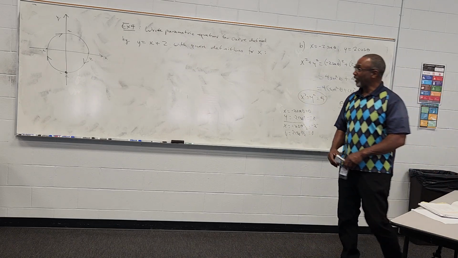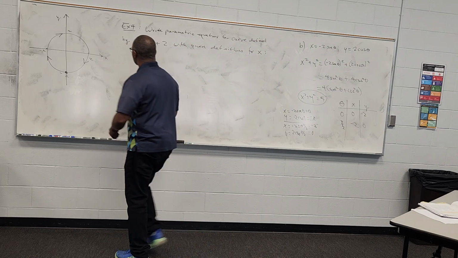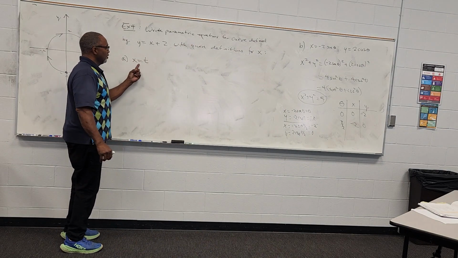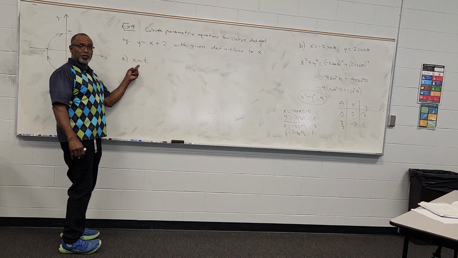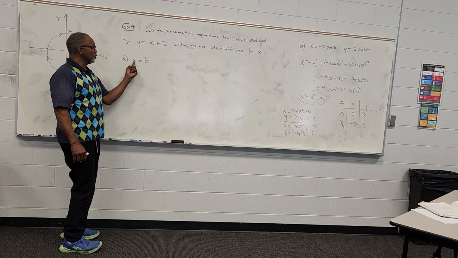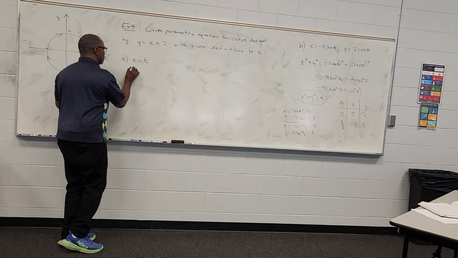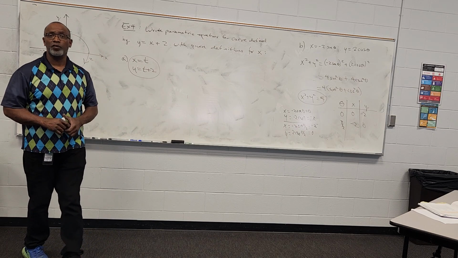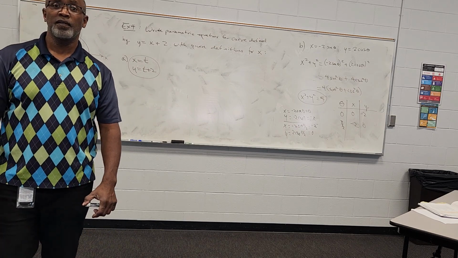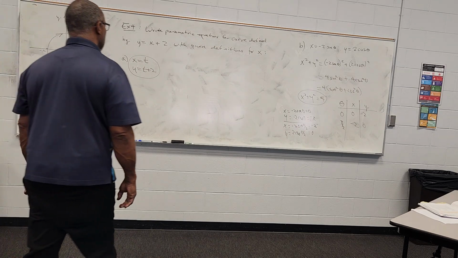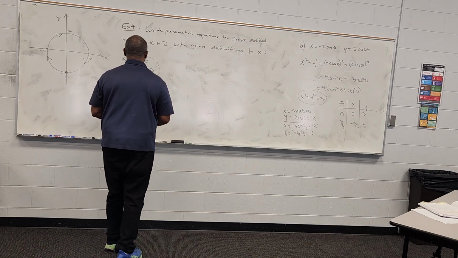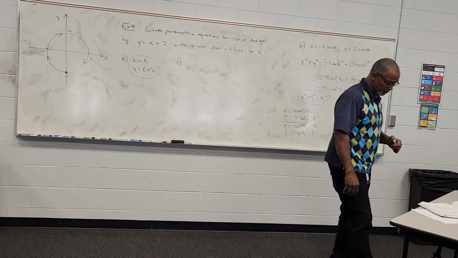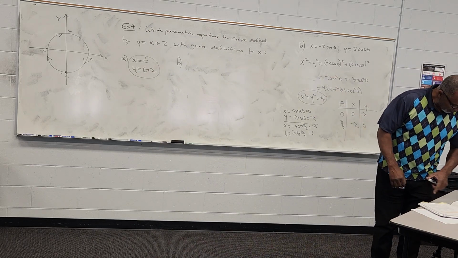So the first one says a, x equals t. So they're saying that I'm going to let x be equal to t. Well, y is x plus 2, so since x is t, y would be t plus 2. So there's my set of parametric equations for that curve. When x is t, y is t plus 2. We're going to graph it and look at the differences in the graphs in a moment. B, x equals 3t.